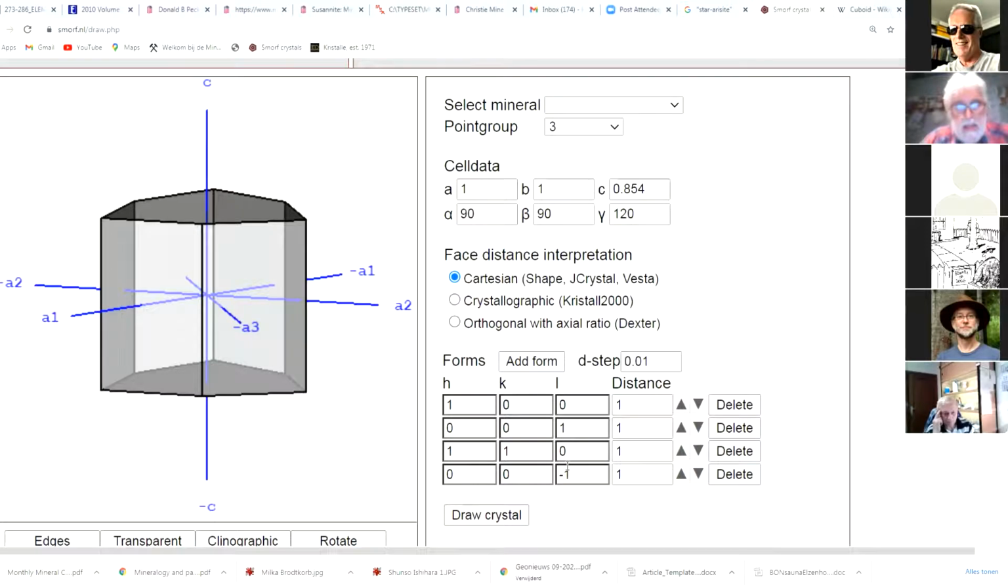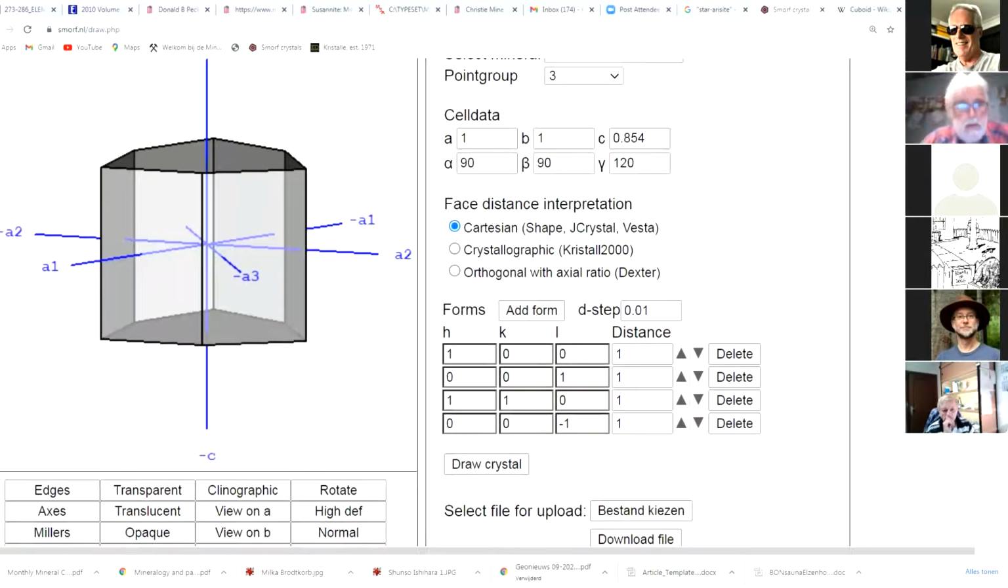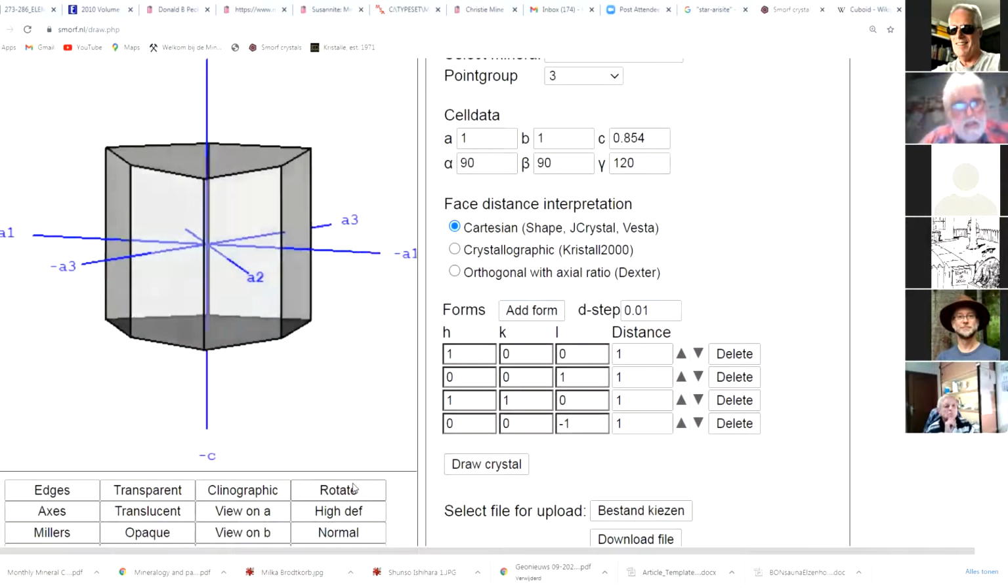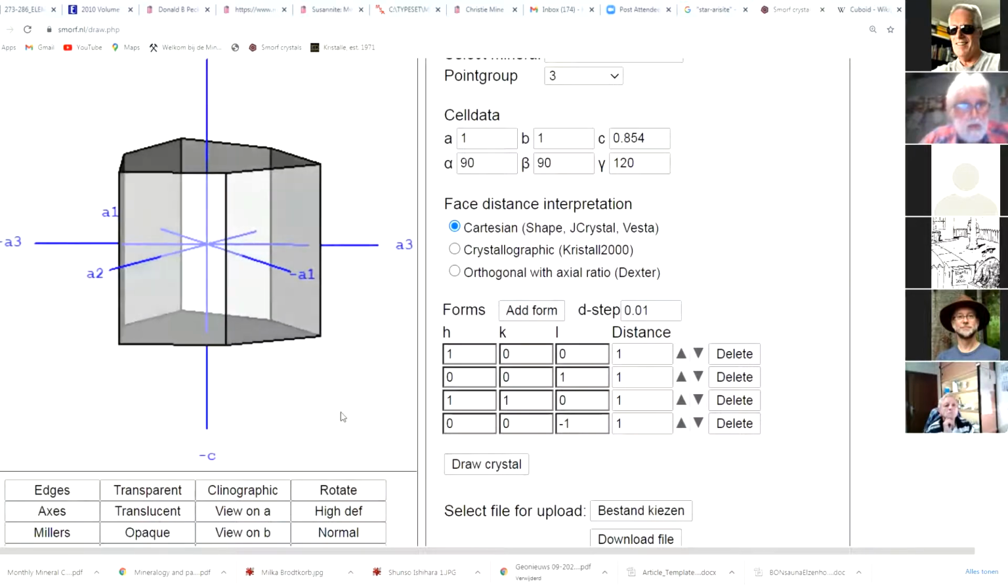And as long as I didn't put that face as another form to add to the crystal drawing, the crystal wasn't closed, so to speak, and so the program couldn't show the crystal. But now it can, because now it is a closed drawing. It has all the forms it needs, and so now we do have our Susanite crystal drawing. And with the faces that we have defined, this is more or less what it looks like.